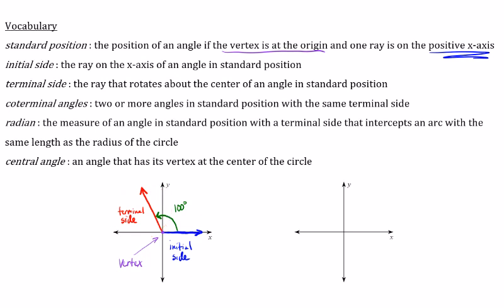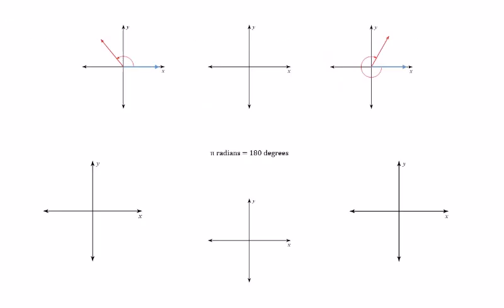That's what terminal means, like the terminal at the airport. That's the end of the airport, right? Where you get off, or where you leave the airport and get onto the plane. And so the terminal side is the side where the angle ends, where it ends up. Okay. All right. And so we'll talk about some of these other words here in a little bit, but I wanted to show you a couple things.